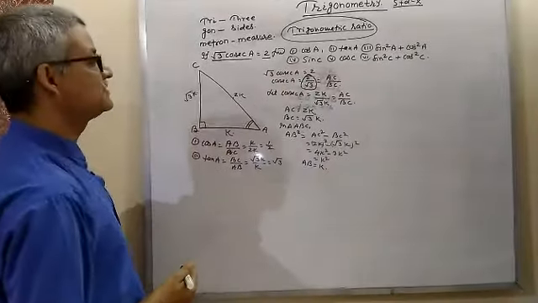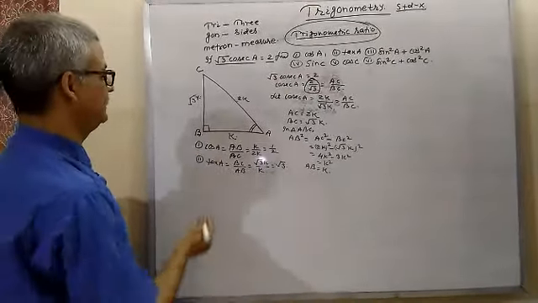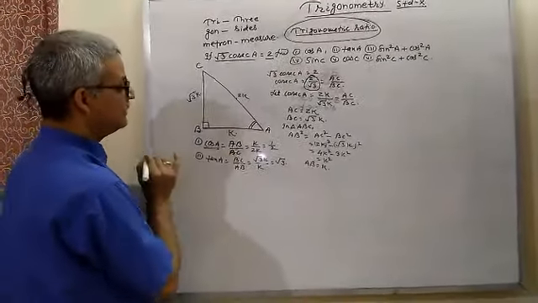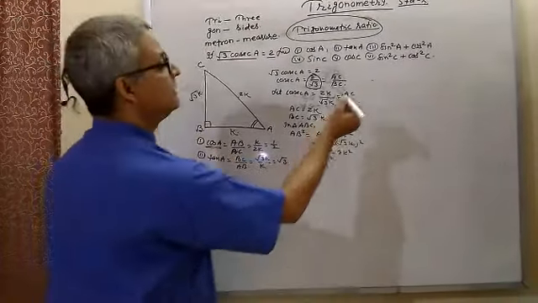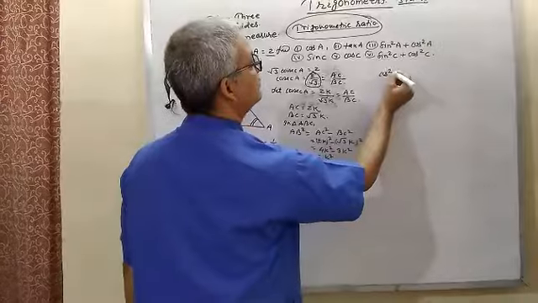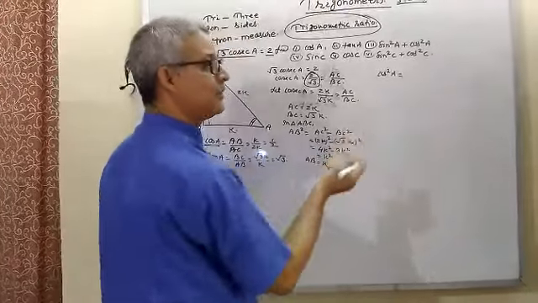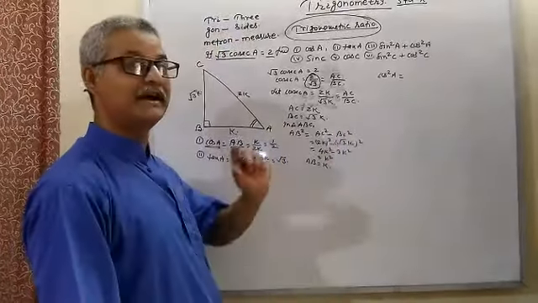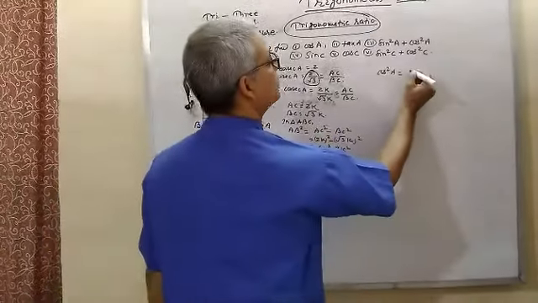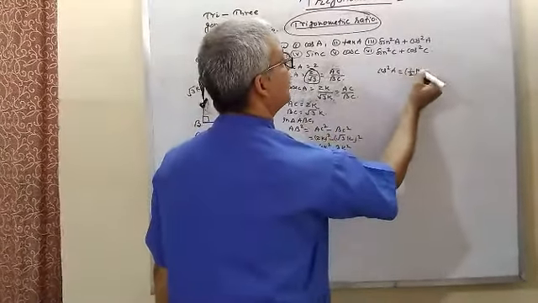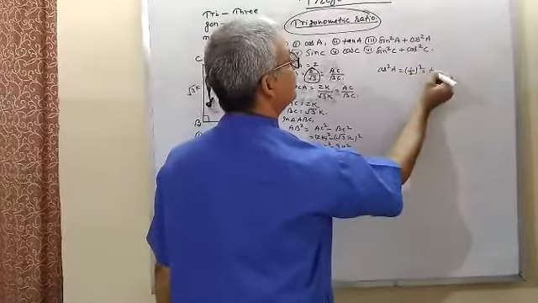Third one is sin square A plus cos square A. Cos A value we already have. So what is the meaning of cos square A? It means whatever the value of cos A, their square. Cos A we have 1 by 2. So cos square A means 1 by 2 square, that is 1 by 4.